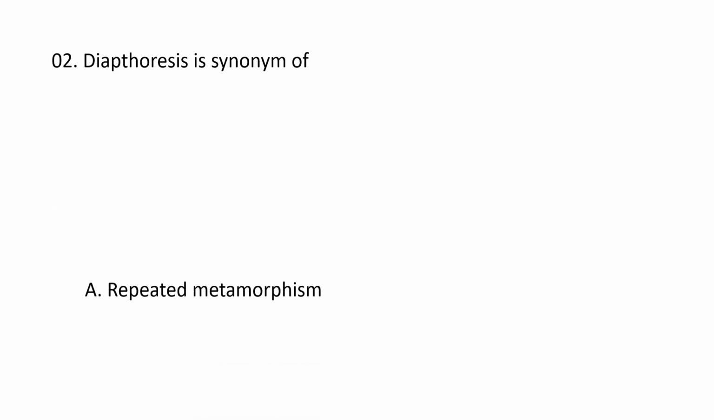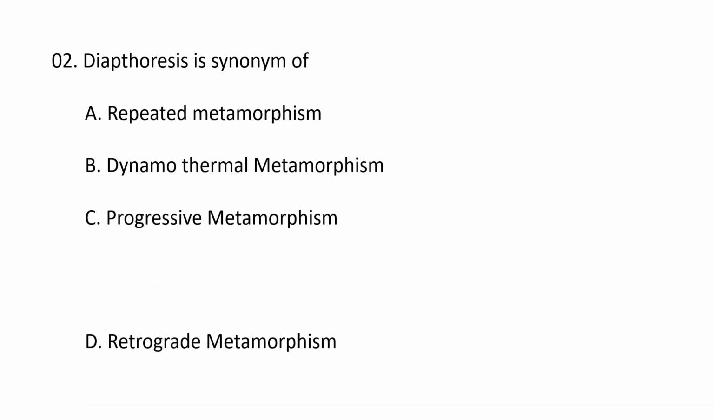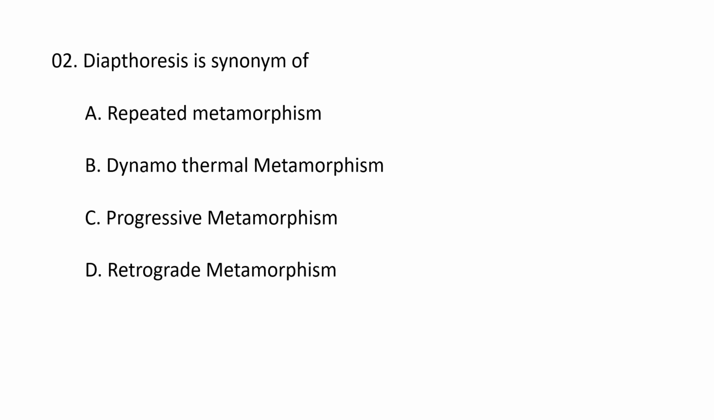Next question. Diaphthoresis is a synonym of A. Repeated metamorphism, B. Dynamothermal metamorphism, C. Progressive metamorphism, D. Retrograde metamorphism. So diaphthoresis is a synonym of retrograde metamorphism. Retrograde metamorphism, or retrogressive metamorphism, or diaphthoresis, is the mineralogical adjustment of relatively high-grade metamorphic rocks to temperatures lower than those of their initial metamorphism. So D, retrograde metamorphism is the correct option.